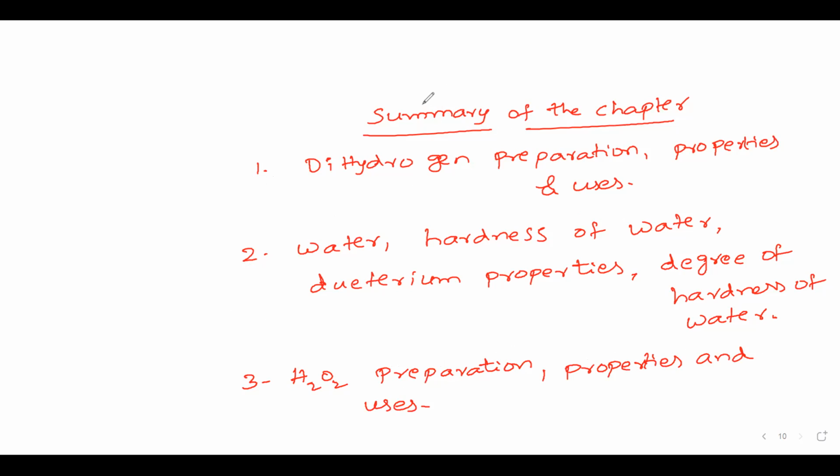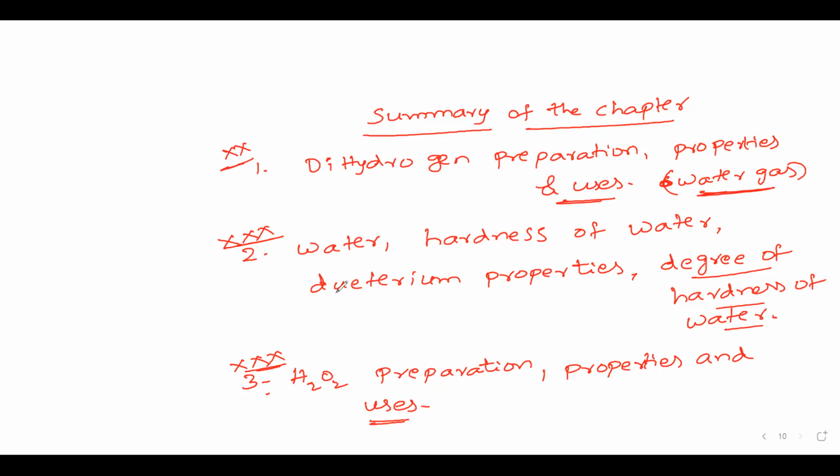Very, very simple, small chapter. And from this chapter, definitely you'll get questions. So the first is 2 star and the second topic is 3 star. Compulsorily you'll get a question based on the second and third topics, because from degree of hardness of water you'll get numericals. From hydrogen peroxide preparation, properties, strength and uses, you'll get questions. And in dihydrogen preparation and properties, we have syngas, that is water gas synthesis. Water gas is most important.